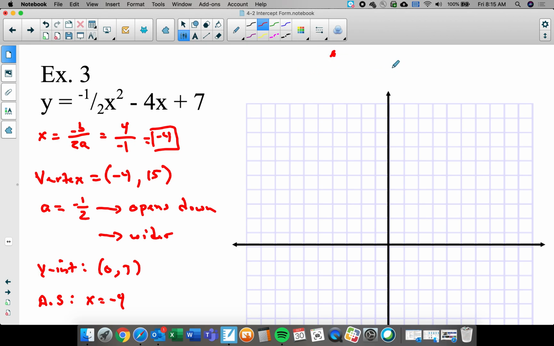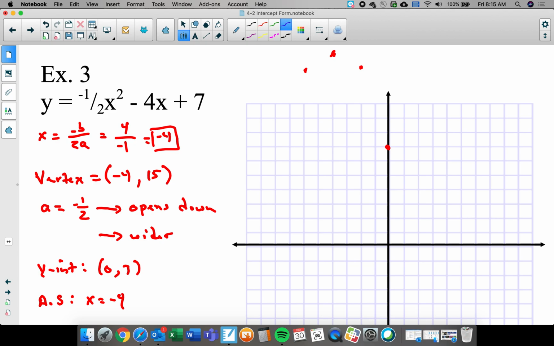Okay, so these are going to be approximate values. Down 1 over 2 would be, let's say, right there. Down 1 over 2, let's say, would be right there. Okay. I do have a y-intercept at 7, so I can put that point in.